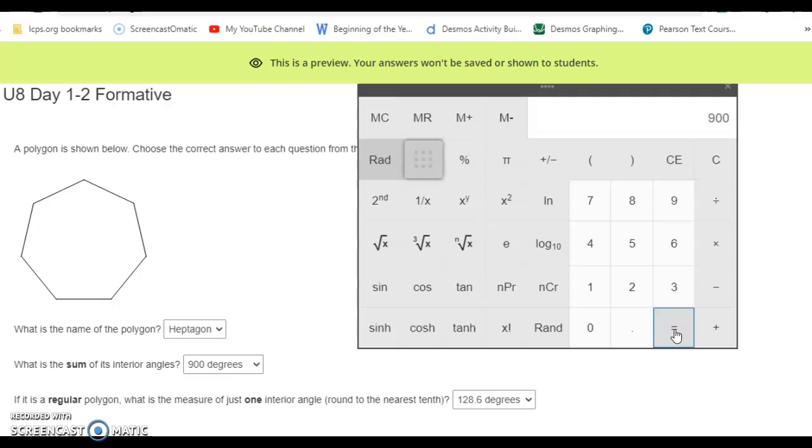And then if it was a regular polygon, I'd take that total, that 900, and I'd divide by how many interior angles there were, which is 7. 900 divided by 7, and I get 128.57. Rounding, the 5 goes up to a 6.